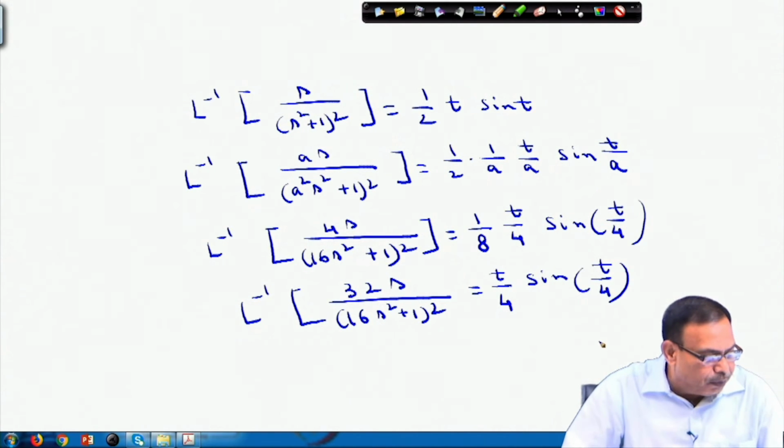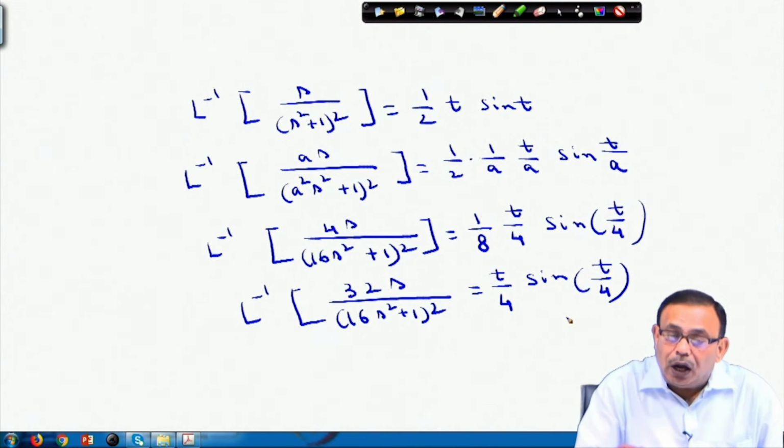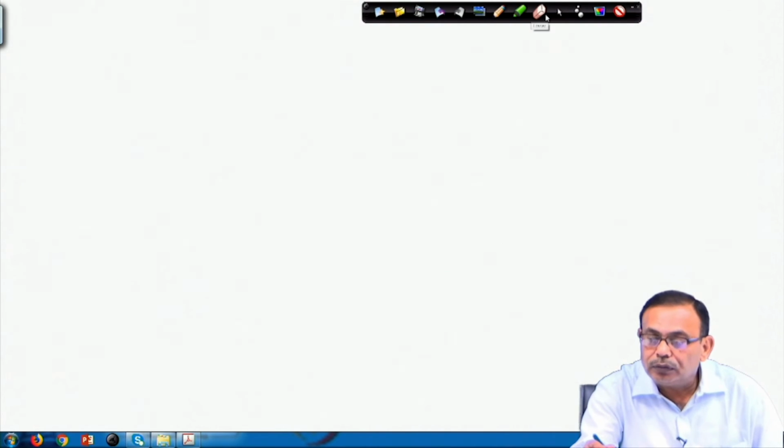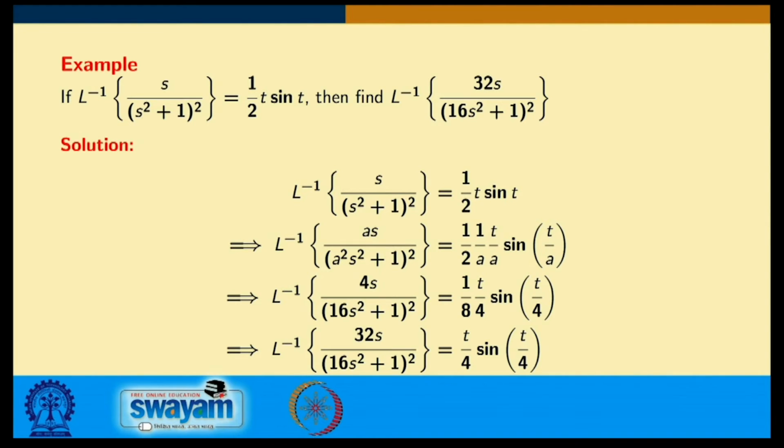So, this completes the problem over here. I hope it is fine. So, I am getting the Laplace inverse from here. Now, substitute a equals 4. So, you will get 1 by 8 t by 4 sin t by 4, and ultimately you obtain your result as t by 4 into sin of t by 4.